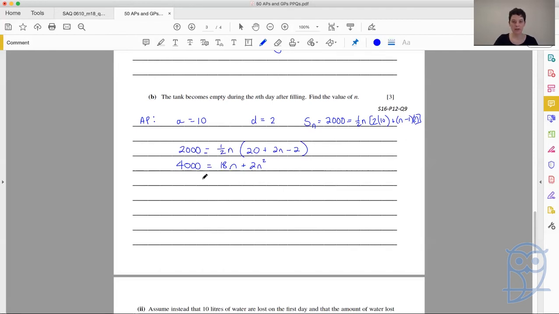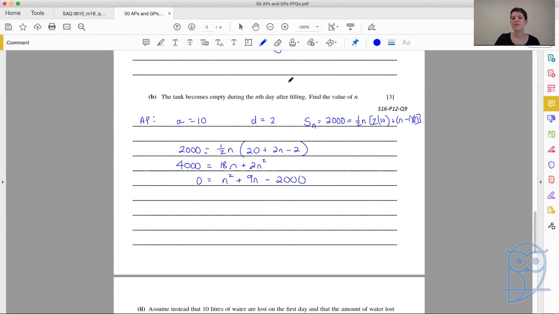So if we bring everybody onto one side, and we're going to divide by 2, because all of these are even numbers. So we'll just keep it nice and simple. So 0 equals 18 n squared. 18 over 2 is 9, so plus 9n minus 2000. And we're sitting there looking at it and we say, okay, factors of 2000 and subtract to 9. Okay, that's going to take me a little while.